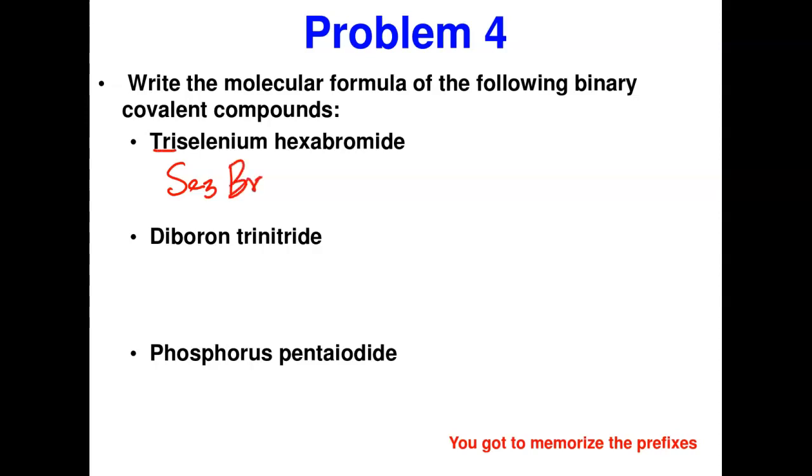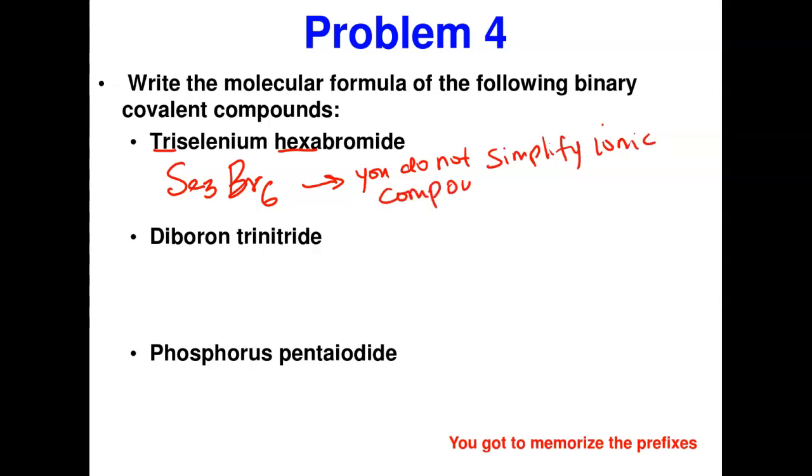Bromine again. How many? Hexa means what? 6. At this point, you should be memorizing it. Now, I want to say something with this problem. When we did the ionic compound, I told you that you have to always simplify. If it was an ionic compound, if it was a metal here, we would have simplified by dividing both sides by 3. But you do not need to simplify. You don't simplify covalent compounds. I just have to say that's why I put this problem.